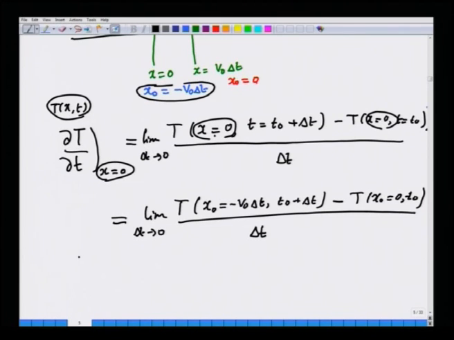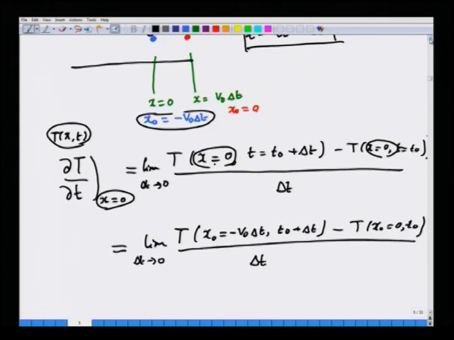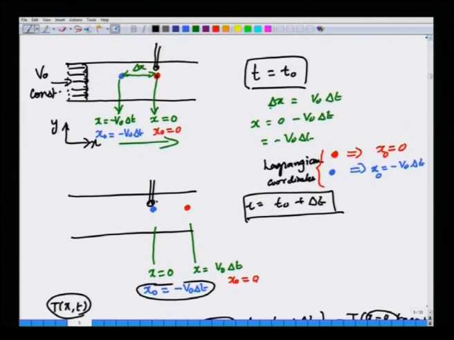So, essentially we are trying to measure the temperature at a given spatial location in this illustration. We are putting a thermometer at the position x equal to 0, the same spatial location with respect to this coordinate system. At x equal to 0, at time t equal to T0, the red particle is occupying the spatial location x equal to 0. At a later time, the same spatial location x equal to 0 is occupied by the blue particle.